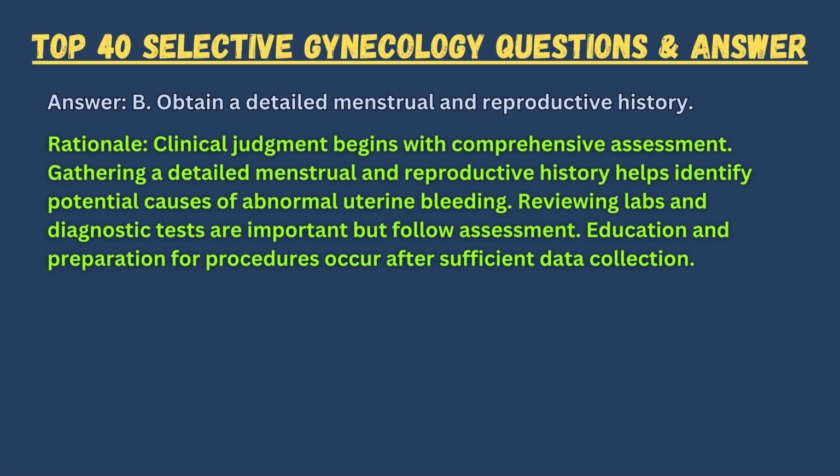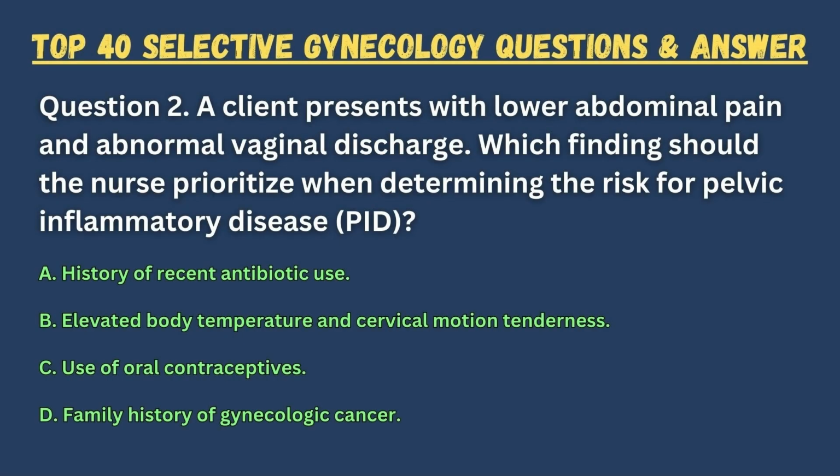Reviewing labs and diagnostic tests are important, but follow assessment. Education and preparation for procedures occur after sufficient data collection. Question 2. A client presents with lower abdominal pain and abnormal vaginal discharge. Which finding should the nurse prioritize when determining the risk for pelvic inflammatory disease, PID?